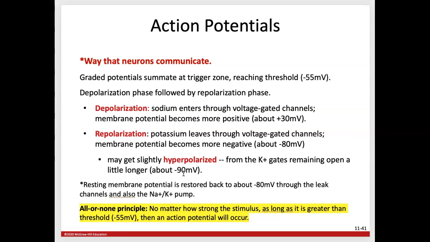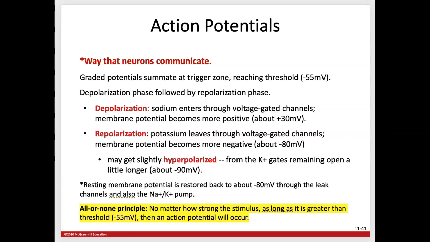Well, resting membrane potential is restored back to around -80, -70, somewhere in there, through the existing leak channels for sodium and potassium, and also the sodium potassium pump. I can't remember if I have mentioned this already, but there are a lot more potassium leak channels than there are other leak channels. So that means potassium is leaking back into the cell at higher rates than sodium would be leaking out.